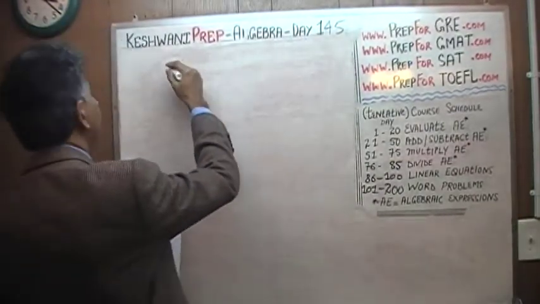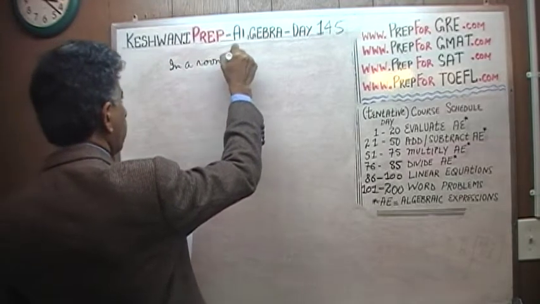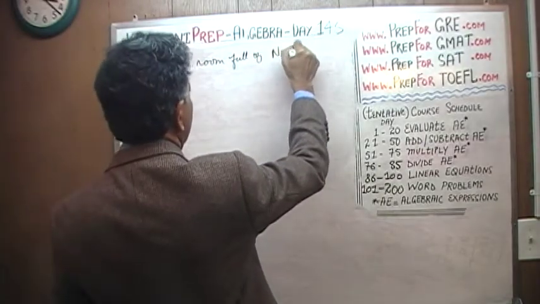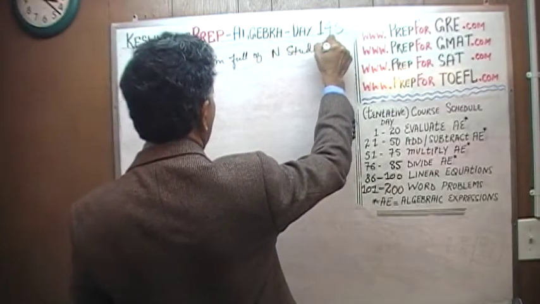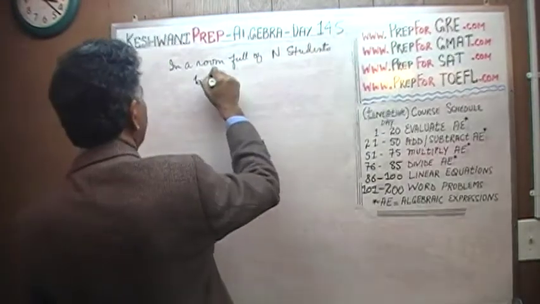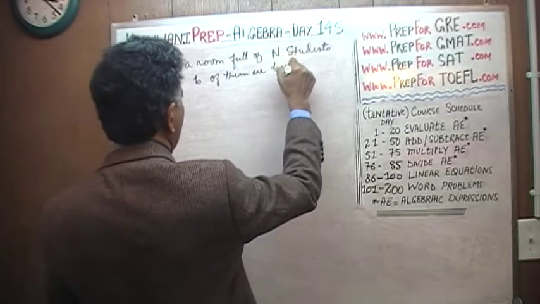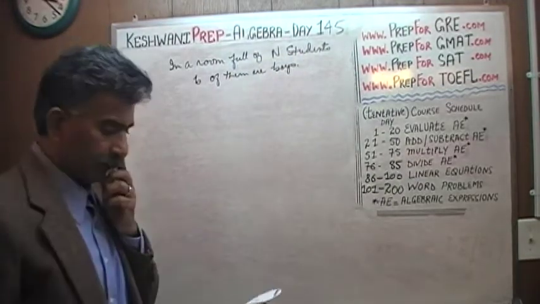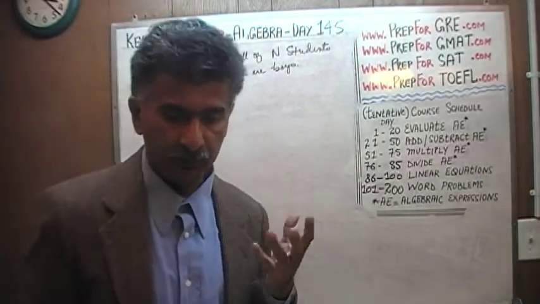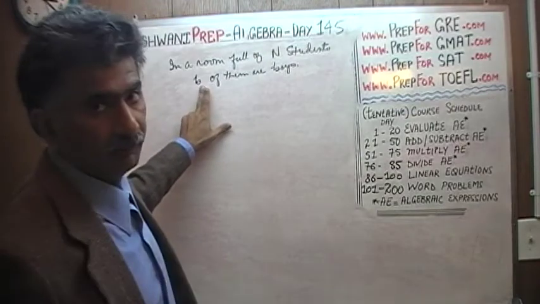In a room full of n students, we are told that B of them are boys. B is a number obviously, n is a total number. So we may have a room full of 100 students, of which 30 of them are boys.